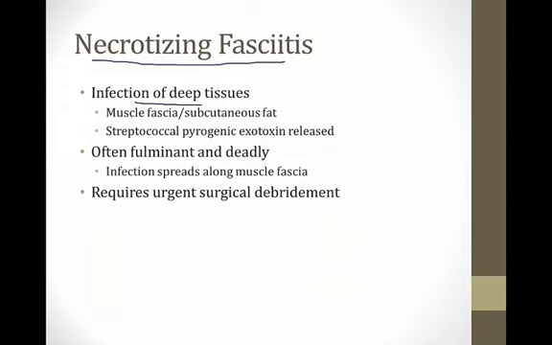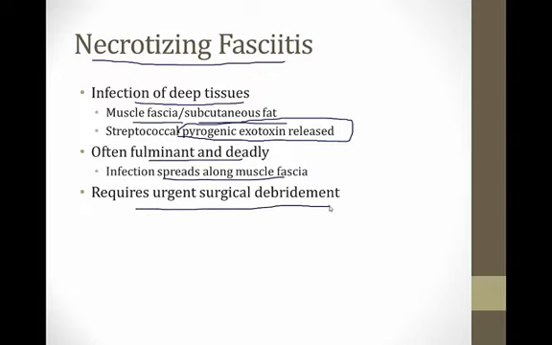It's an infection of the deep tissues like the muscular fascia and the subcutaneous fat, and it's caused by strep pyogenes strains that produce the streptococcal pyrogenic exotoxin, which gets released and leads to a lot of the symptoms and sequelae. It's often fulminant and deadly. The infection spreads along the muscular fascia and it requires urgent surgical debridement.